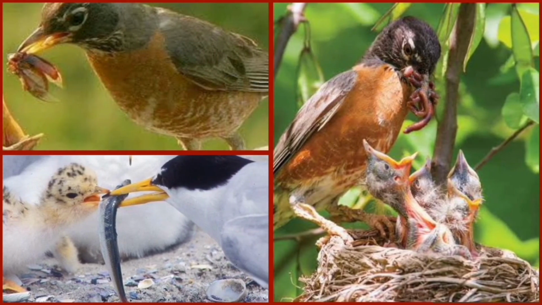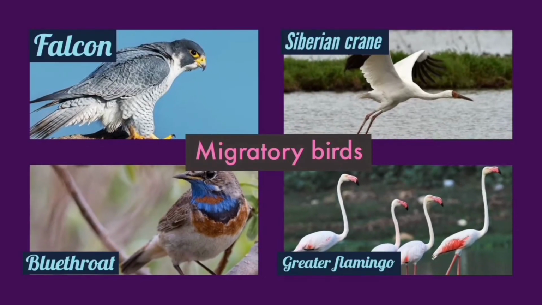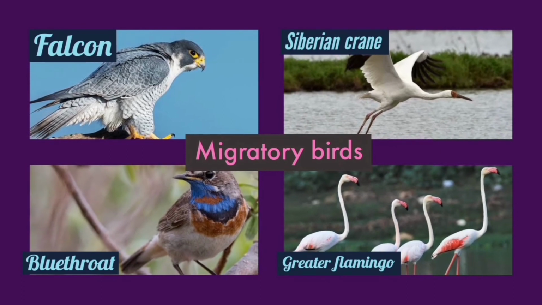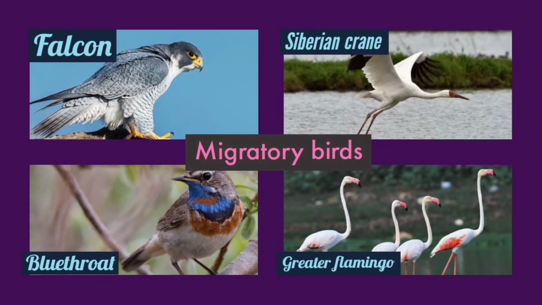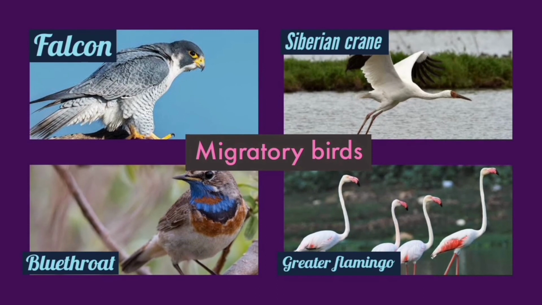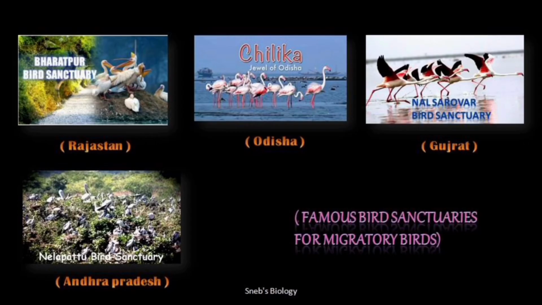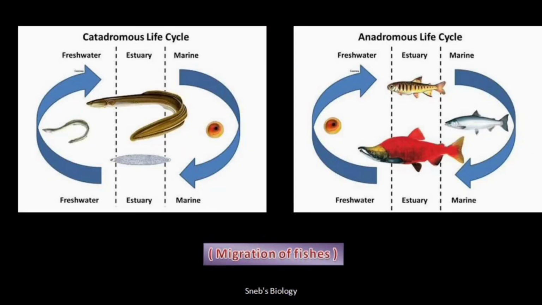The examples of birds especially which migrate are falcon, Siberian crane, flamingo, etc. So these are some important birds which show migration, and these are some important bird sanctuaries which are famous for these migratory birds. Next, if you are talking about the fishes, there are two types of fishes.